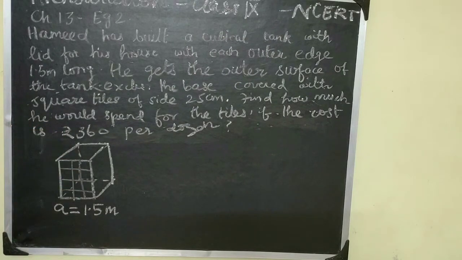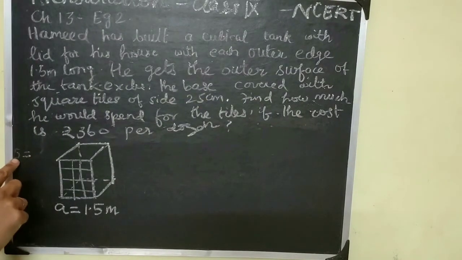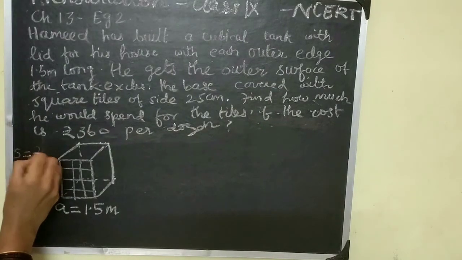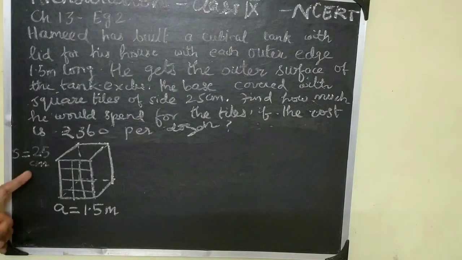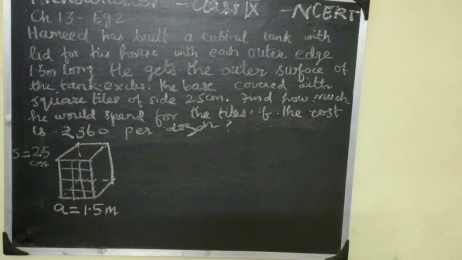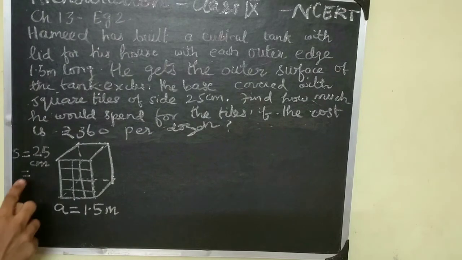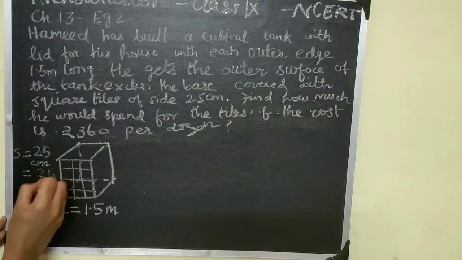So they have told the square tile is of side 25 centimeter. I am going to take it as S, to differentiate between A and S. So this S denotes the side of the smaller square tile. It is given as 25 centimeter. Now we can see here it is in centimeter and here it is in meter. So always try to keep the same unit. So I am going to convert this into meter.